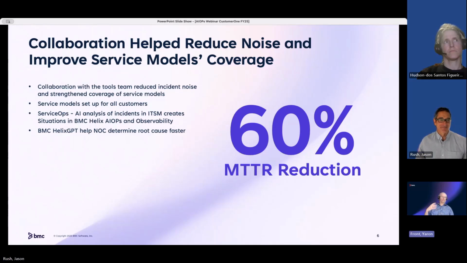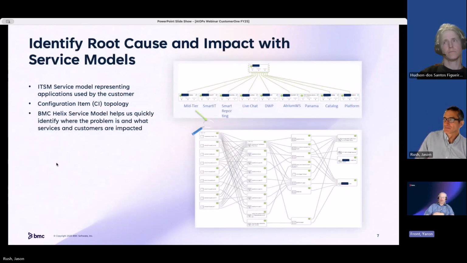Cool. And so one of the major tenets that we've been talking about for many months now in this webinar series, one of the big tenets for using AIOps efficiently is root cause isolation and root cause identification. Can you tell us a little bit how that works and how you identify root cause and impact using service models? Yep, absolutely.